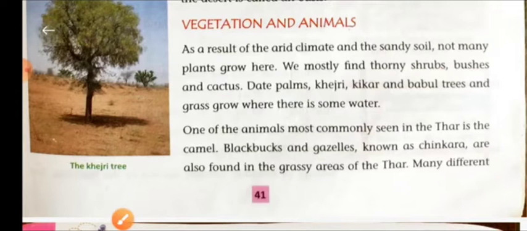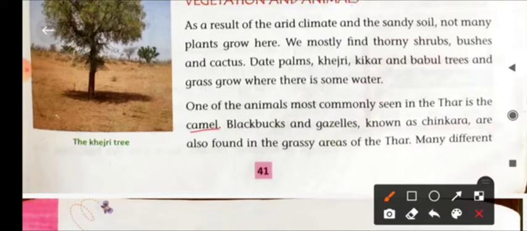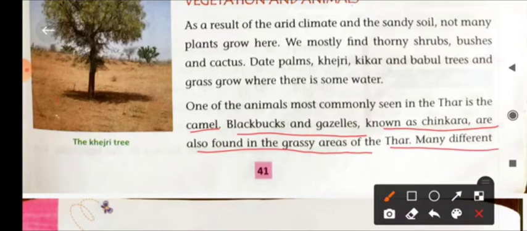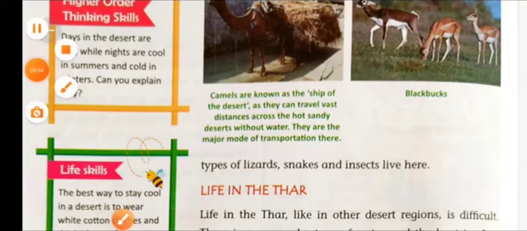One of the animals most commonly seen in the Thar Desert is the camel. Blackbuck and gazelles known as chinkara are also found in grassy areas. Many different types of lizards, snakes and insects are also found in this region.